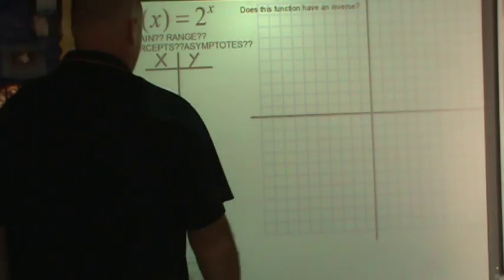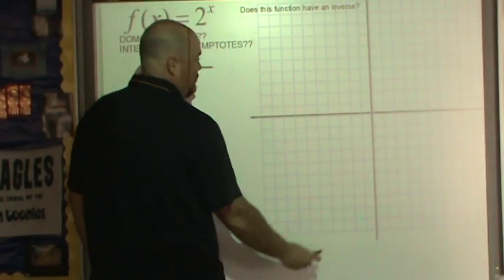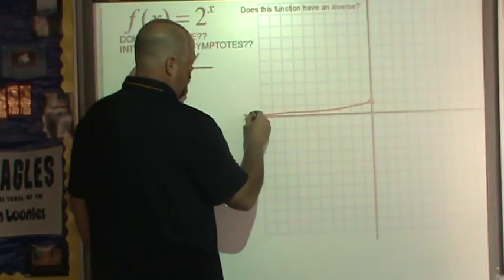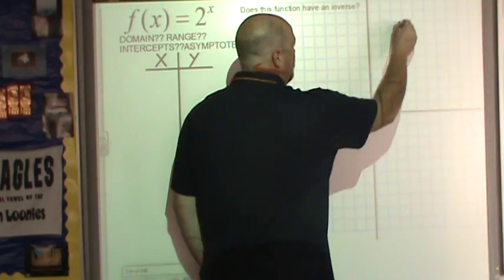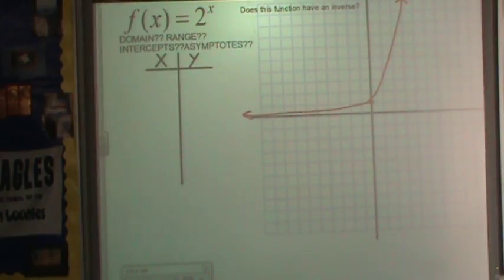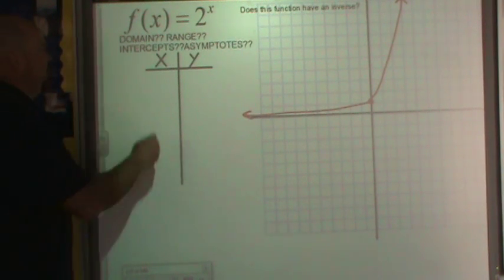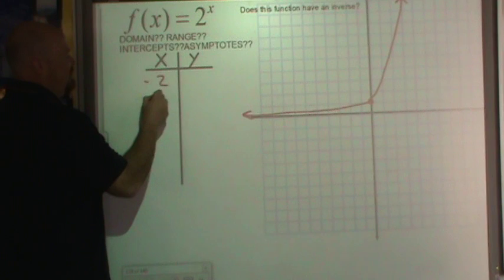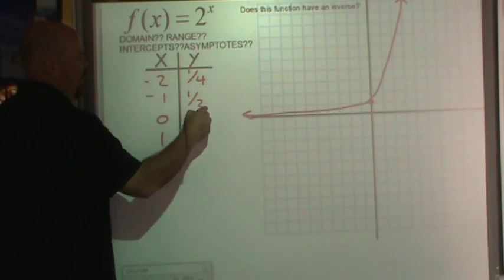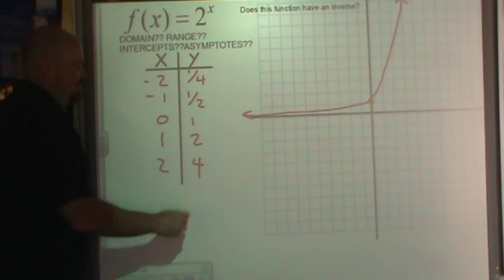Introduction to logarithms, here we go. So we just talked about this exponential function. It has an intercept at y equals 0. Okay, not a perfect mapping of that function. But we have some points, -2, -1, 0, 1, and 2. This is 1/4, 1/2, 1, 2, and 4.